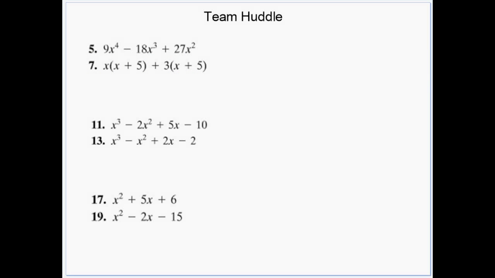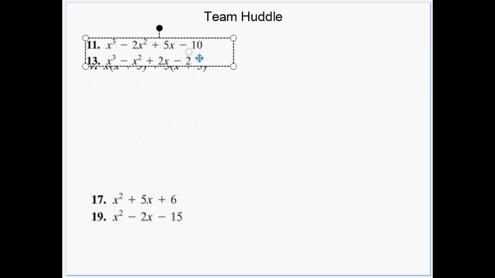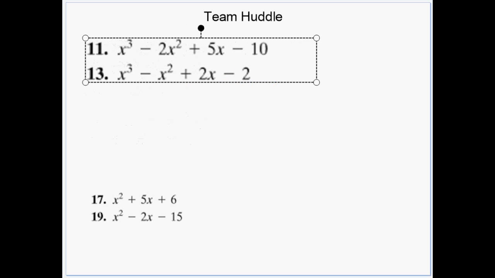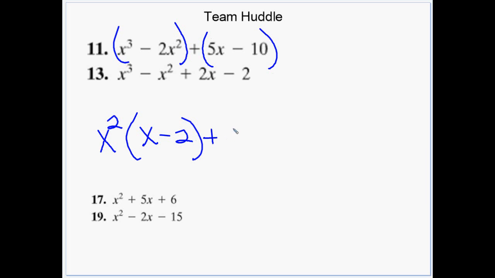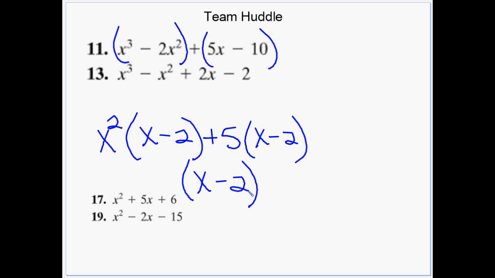Okay, 11 and 13 look to be factored by groups. So if I group off here, I'm going to come down here to write my answer. I can pull out an x squared, leaving x minus 2. And then here I can factor out a plus 5, leaving x minus 2. So my one factor will be that repeated x minus 2, and then I'll have an x squared plus 5.